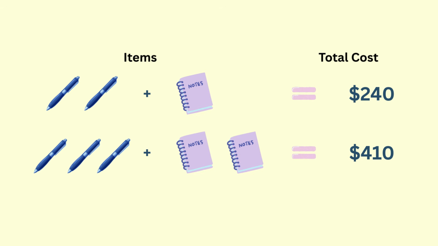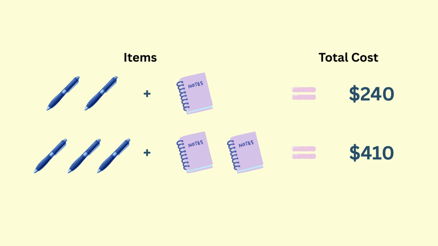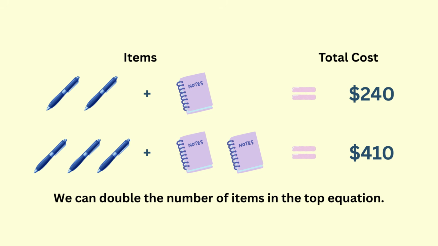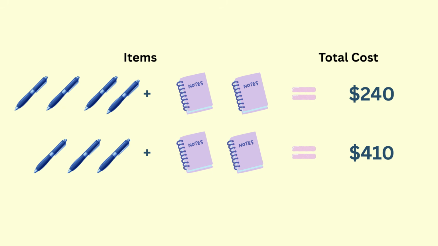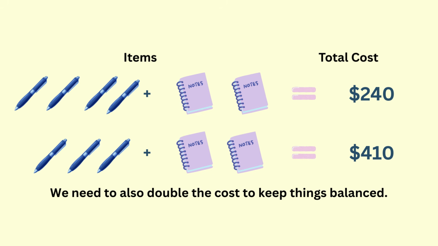Now, before we proceed, we want to ensure that we have either the same number of pens or the same number of books in both equations. Let's aim to get the same number of books in both equations. To achieve this, we can double the number of items in the top equation, double the number of pens to get 4 pens, double the number of books to get 2 books. Now, since the items in the top equation are doubled, we need to also double the cost to get $480.